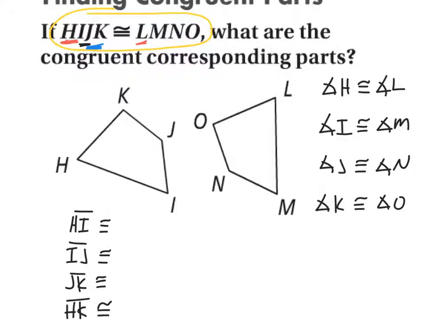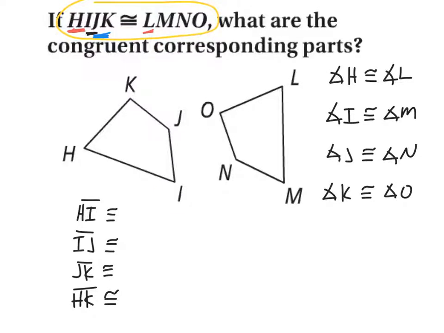So then, again, looking at that road map, line segment HI is congruent to which line segment? LM. Yes, LM. Line segment IJ congruent to MN. Line segment JK congruent to line segment NO. And line segment HK congruent to line segment LO. There we go. That's it. Okay. Questions?